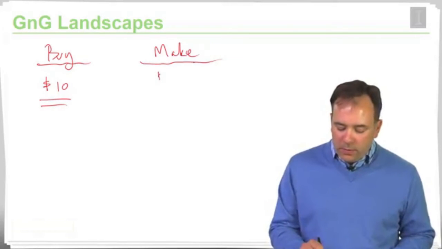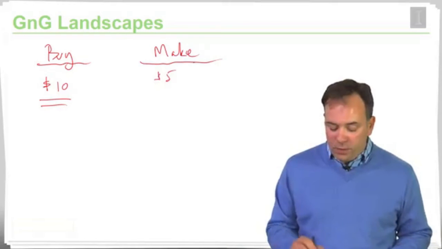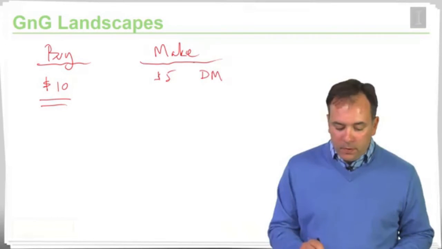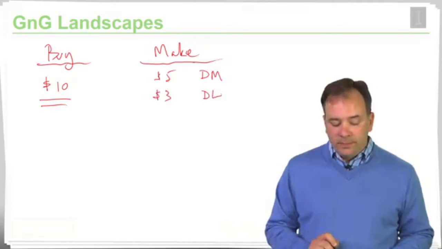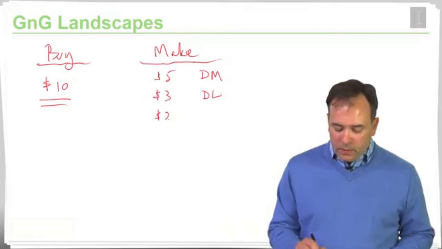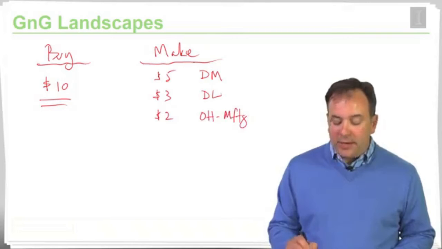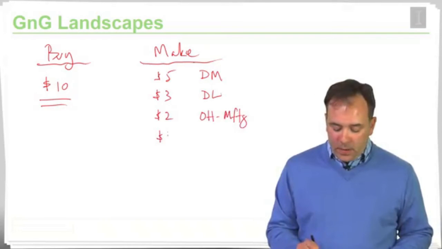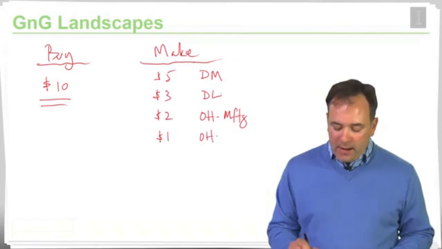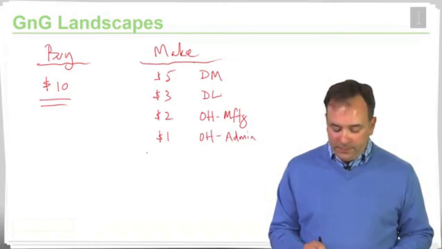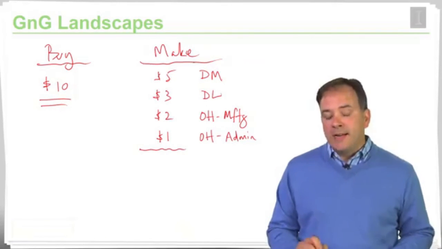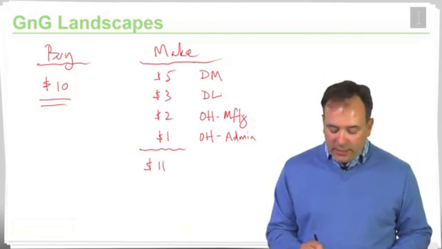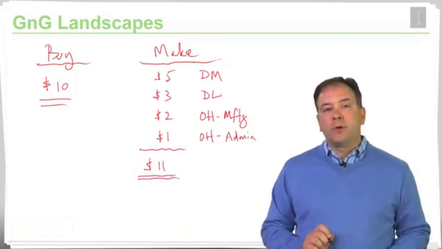And we were told that our costs were going to be $5 for the materials, $3 for the labor, $2 for overhead that had to do with manufacturing or production, and $1 that was overhead that had to do with administrative support. Per the report that was provided initially, the cost of making these orchids is $11 per unit.